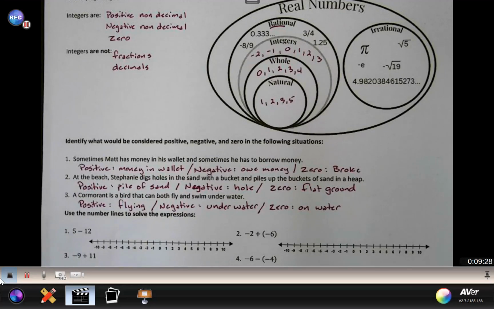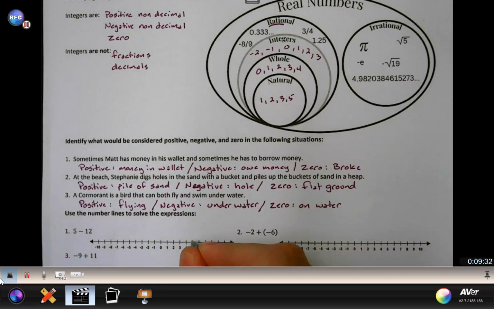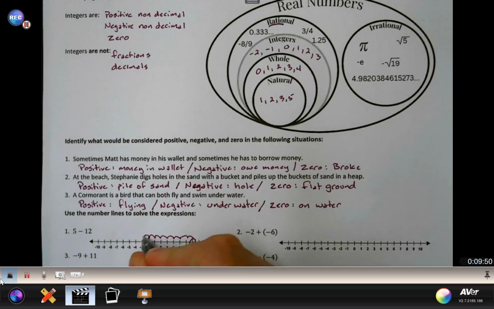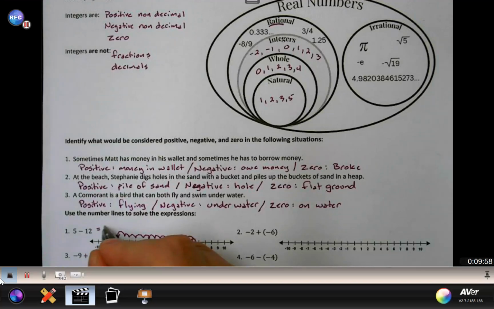We can also do this on a number line. So here I'm starting at $5 and I'm going to subtract $12 from that. So that means I'm going to go this way. I'm going to go over 1, 2, 3, 4, 5, 6, 7, 8, 9, 10, 11, 12. And there's our answer, -7. So 5 minus 12 is negative 7.